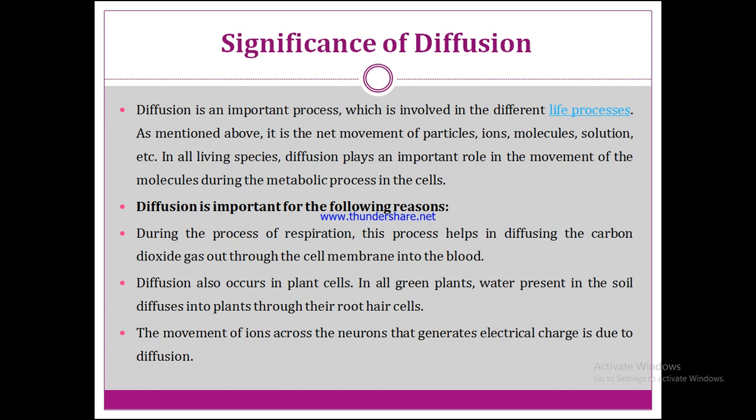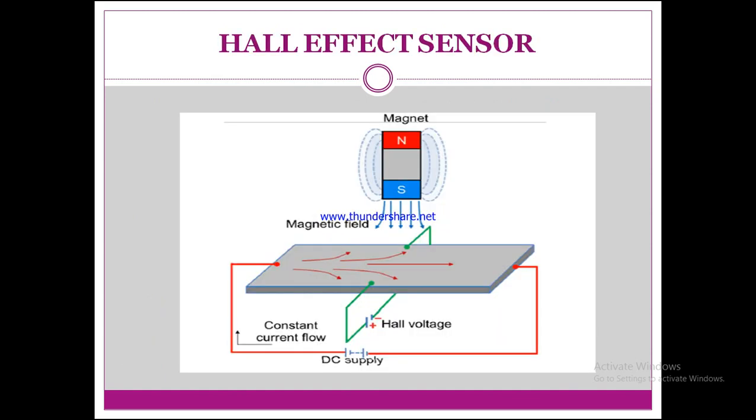because during the process of respiration, this process helps in diffusing the carbon dioxide gas out through the cell membrane into the blood. Diffusion also occurs in plant cells. In all green plants, water present in the soil diffuses into the plants through their root hair cells. The movement of ions across the neurons that generates the electrical charge is due to diffusion.